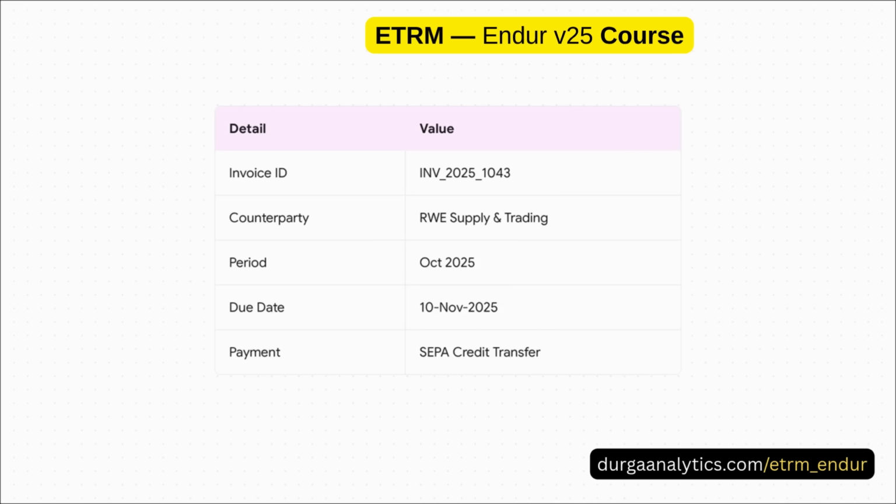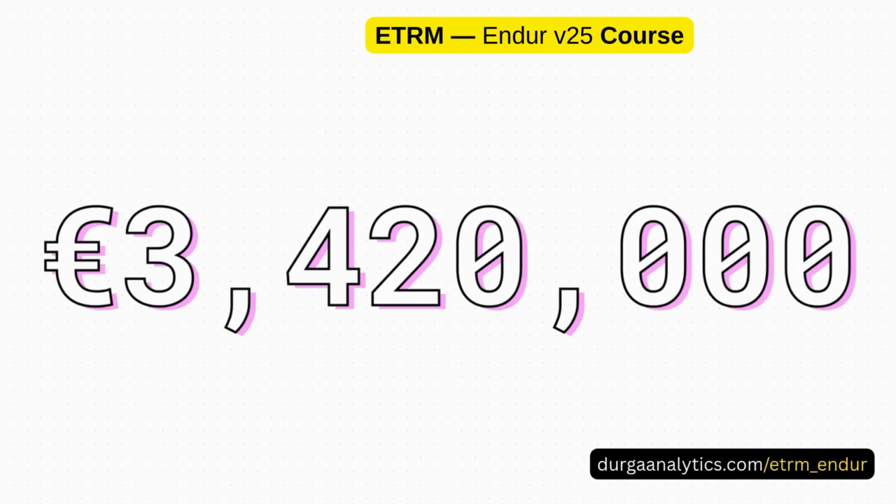In this case, a SEPA credit transfer, which is the standard for euro payments. And that whole process crystallizes the total amount due. This number right here, 3.42 million euros. This represents the tangible, netted financial outcome of all your trading activity with that one counterparty for that one period. This is the final calculated result, and it's now ready for payment and for booking into the ledger.